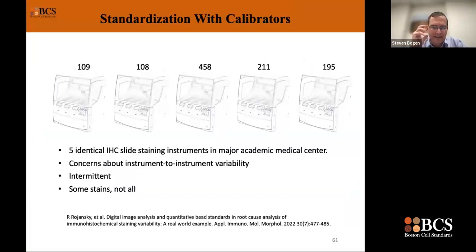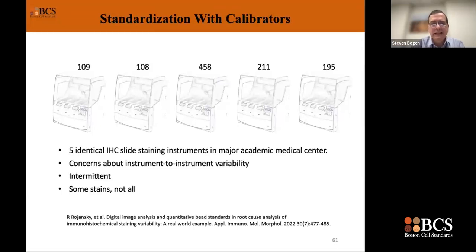Over time in this lab, concerns evolved about staining inconsistency, stains that possibly looked weaker than expected sometimes. It was intermittent, and on some stains and not all stains. The lab's medical leadership tried a few interventions, but it was still unclear if this ill-defined intermittent variability was solved. So to better investigate, they ran our PDL1 calibrators on each of the 5 instruments that they had. They're identical, the same model brought into the lab at the exact same time.